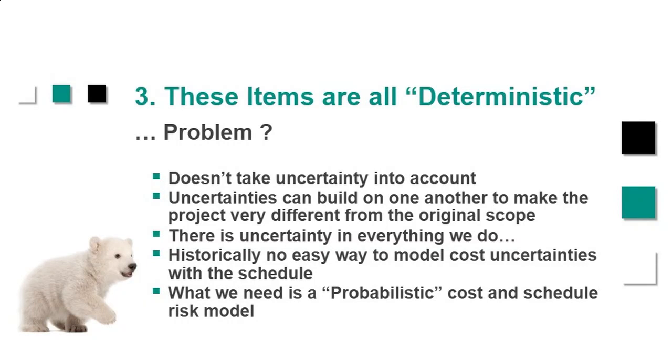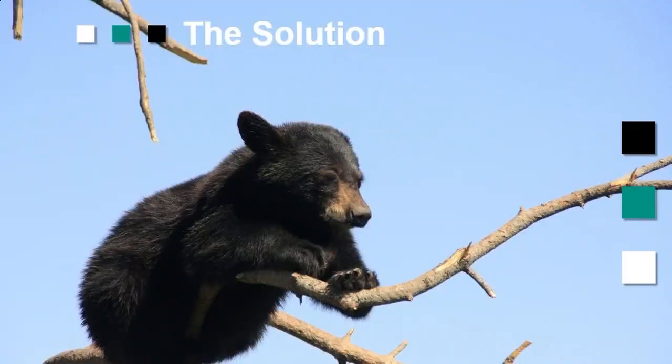And we all know that, as I mentioned before, your cost and schedule are related. And if we build two separate risk models and we don't understand the dependencies between them, then the project team doesn't have the capability of trading one against the other. So what we really need is a probabilistic combined cost and schedule risk model. So how do we do that?